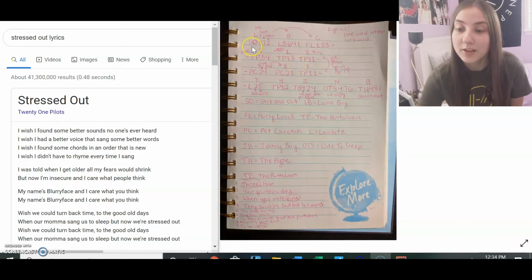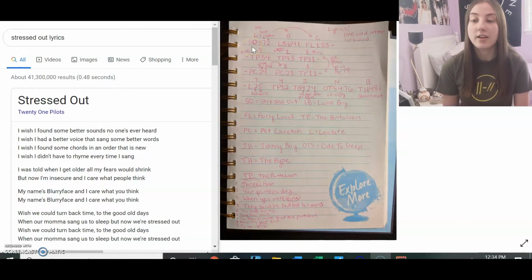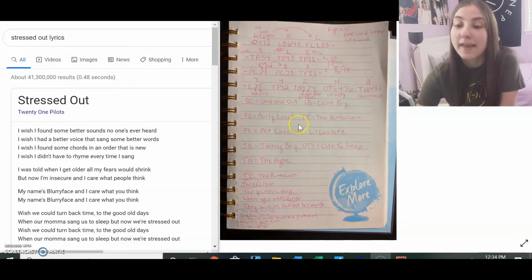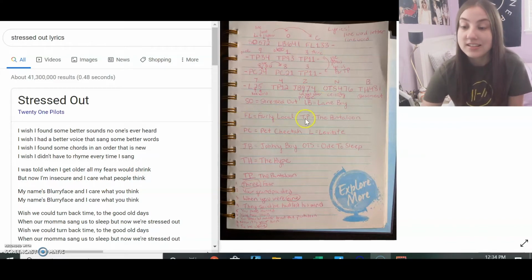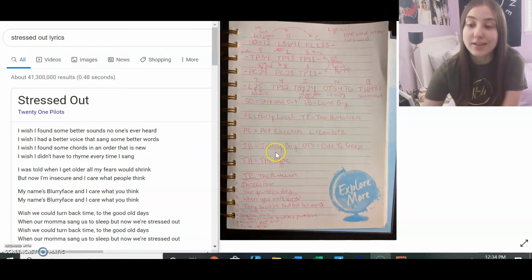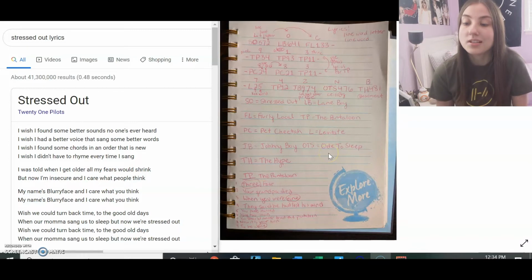If we notice something, all of these jumbles of numbers and letters start with either one or two letters that are the same as the start of certain 21 Pilots songs. SO, as I wrote here, is Stressed Out. The next one, LB, is Lane Boy. FL is Fairly Local. TP is The Pantaloon. PC is Pet Cheetah. L is Levitate. JB is Johnny Boy. OTS is Ode to Sleep. And TH is The Hype.